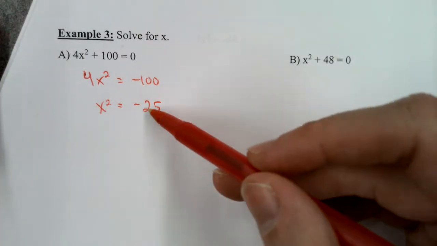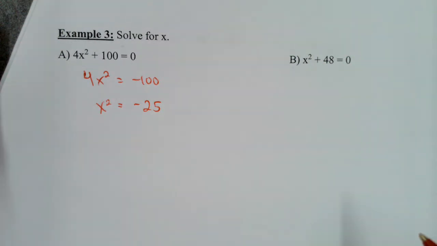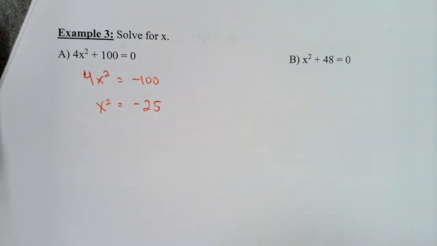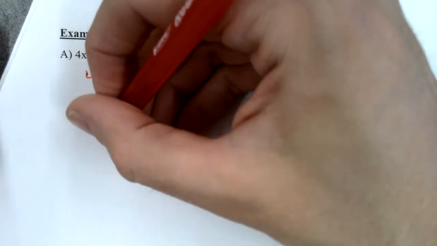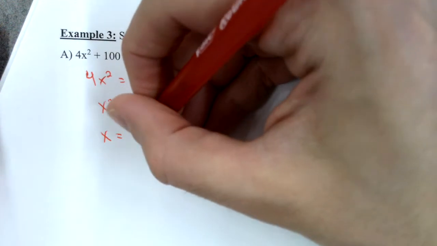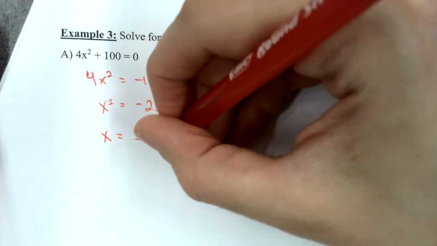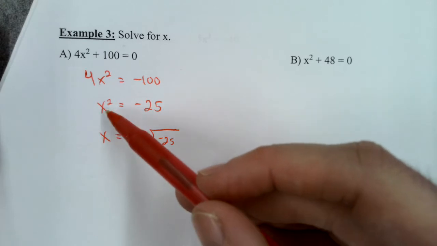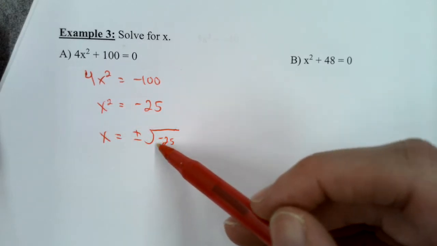And then what I'm going to do is take the square root of each side. So if I take the square root of each side, here's what I get. I'm just going to go right to x, because the square root of x squared is just x. So if I take the square root of this, I just get x.